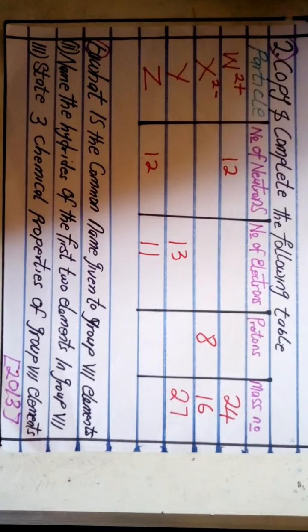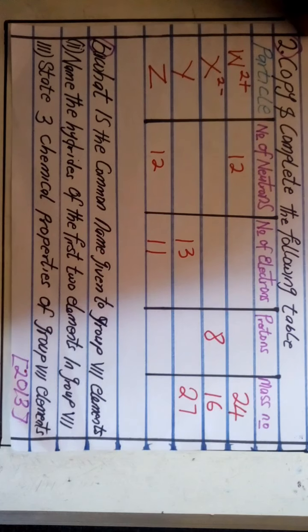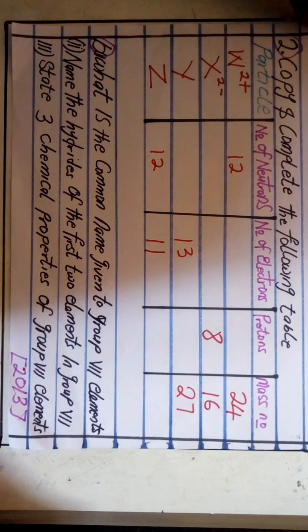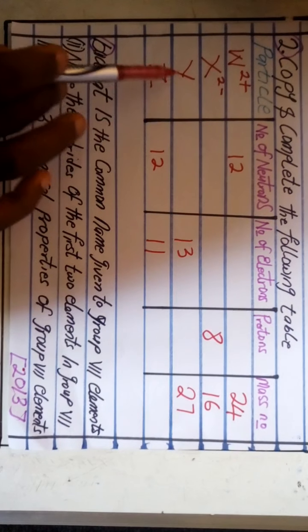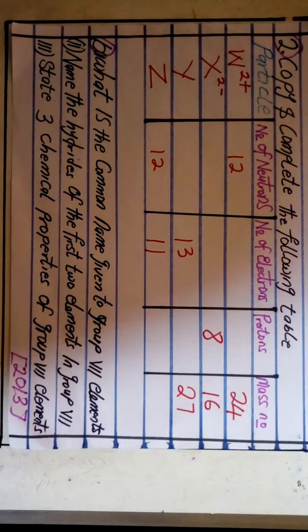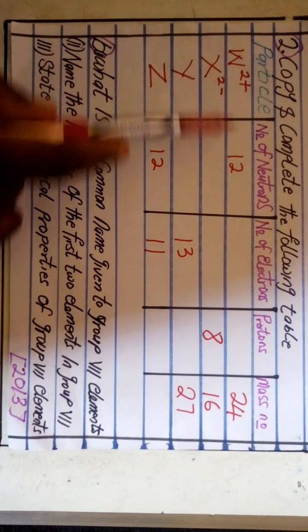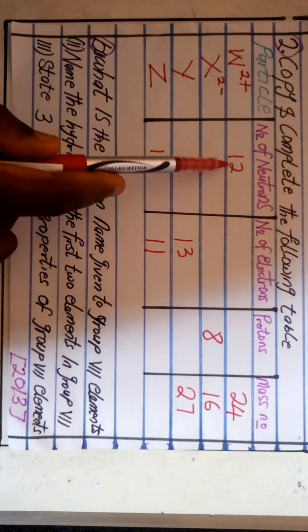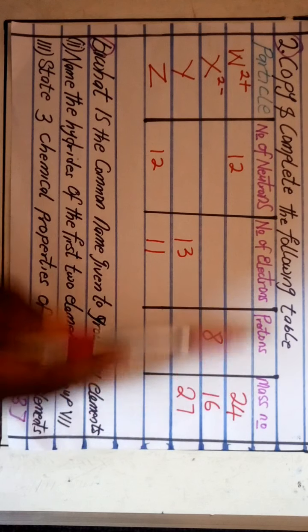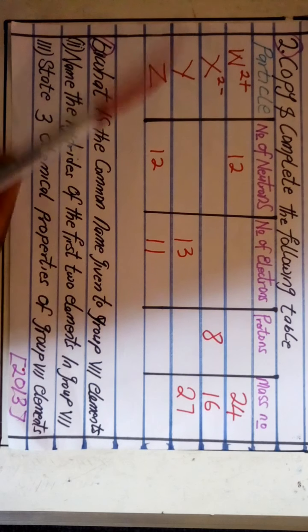Next question: copy and complete the following table. You have these elements here, W2+, X2-, Y, Z. So you have to fill all these empty spaces. Let's do this first one, W2+. We were given the number of neutrons as 12 and the mass number as 24. So we need to fill in the number of electrons and protons.